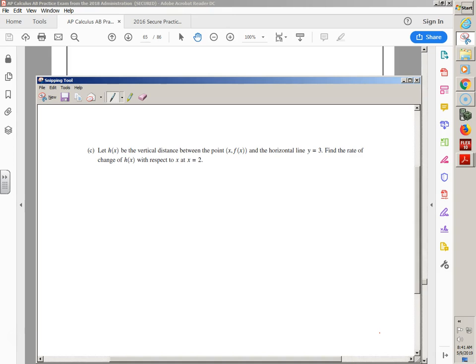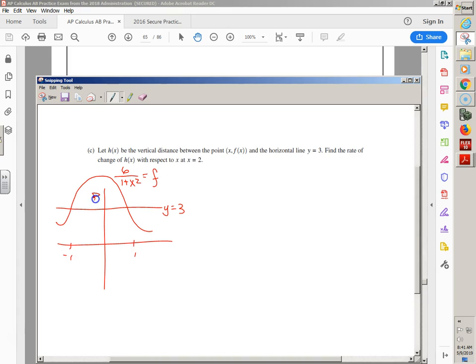I don't know about you guys, but I need pictures. They gave us this one. There's y equals 3. There's my help. Is it 6 over 1 plus x squared? And that's f? Yeah. And then I have -1 to 1. This is my R, this whole shaded region. Let h be the vertical distance between the point x, f of x. Who's that? I guess x has to be some x value. And if I come up, that would be x.